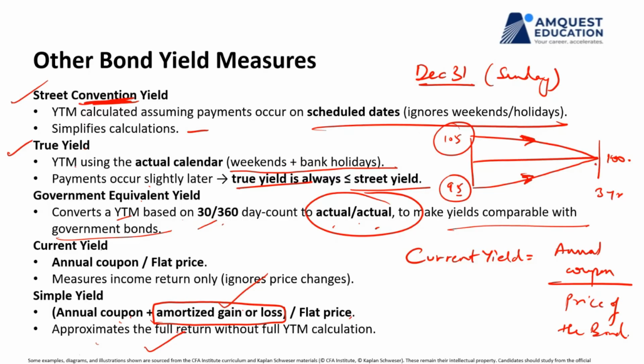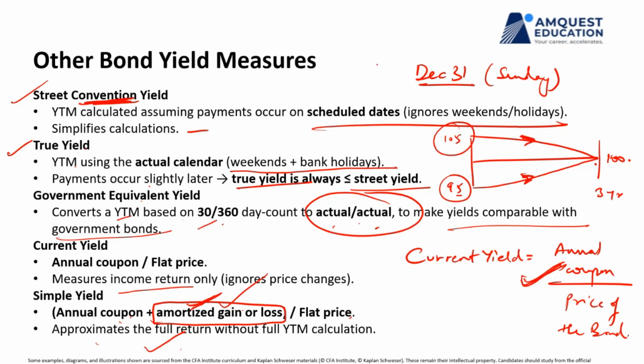This approximates the full return. The current yield only approximates the income return, because your income is only the annual coupon. It doesn't include the capital gain component. How much capital gain you are going to get is not included in your current yield. That capital gain, in a way, is included here.